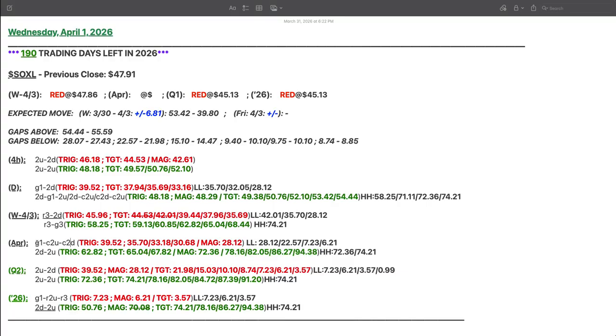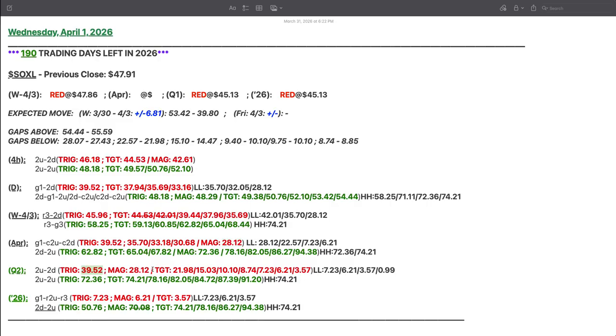All right, so main thing is to watch we don't re-trigger that 1 combo 2 up, 2 down on the month, so we want to stay above that 39.52. And again, if we get above 62.82, let's go ahead and run to 72.36. All right. On the quarter, again, it's a new quarter, so if we go 2 down, that does trigger at 39.52, and that would give us a 2 up, 2 down with the magnitude all the way down there at that 28.12 level, again, lining up with the month. So again, we don't want to see that 39.52 unless you're trying to see the 28.12.